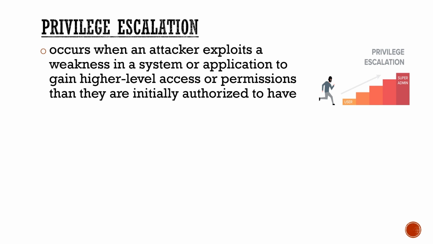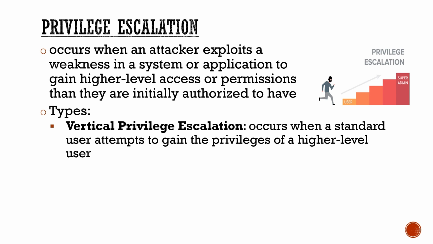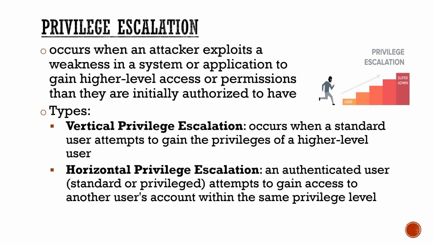There are two types of privilege escalation. First is the vertical privilege escalation. This occurs when a standard user attempts to gain the privileges of a high-level user, such as an administrator or a root user. The attacker exploits vulnerabilities, misconfigurations, or design flaws in the system or application to achieve this goal.